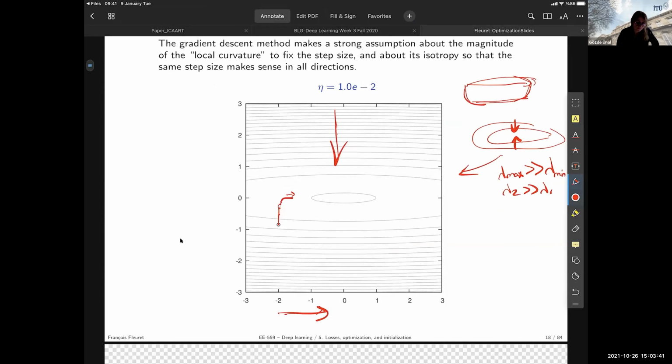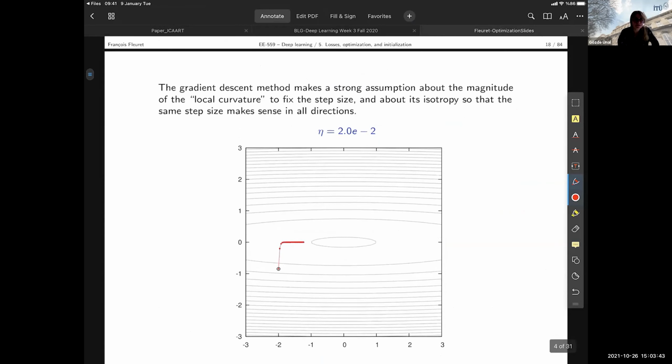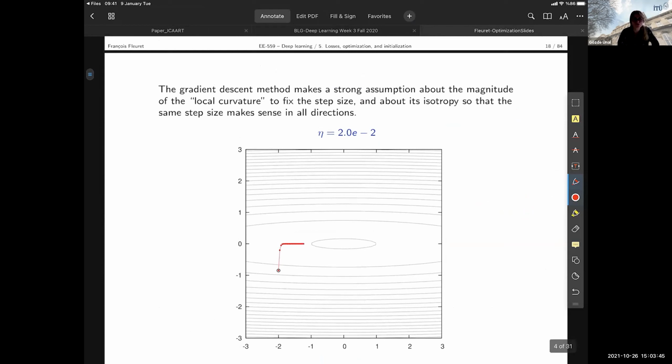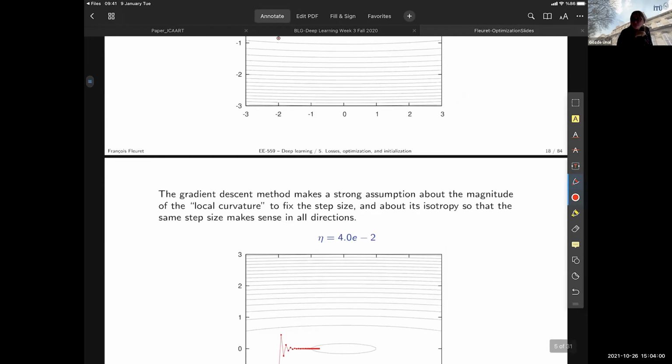So let's see what happened. I think here the step size changed. You try to change the step size to see whether it's going to remedy your problem. No. You increase the step size to 2 times 10 to the minus 2. Not really doing great. So let's also see, now you're increasing it 4 times.